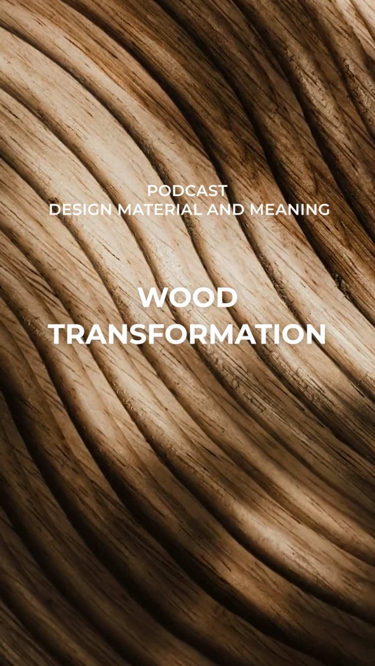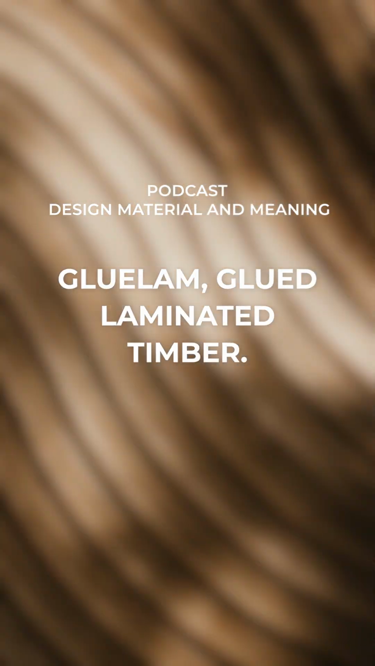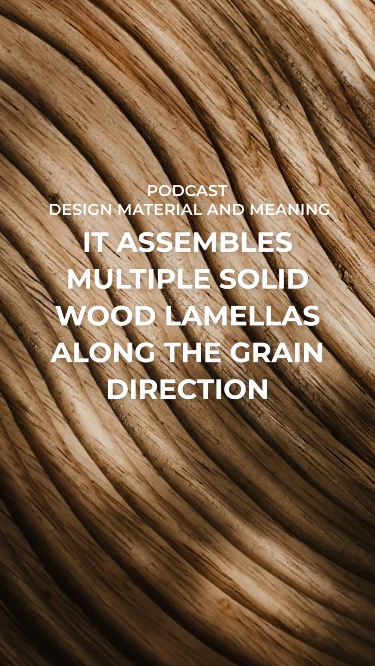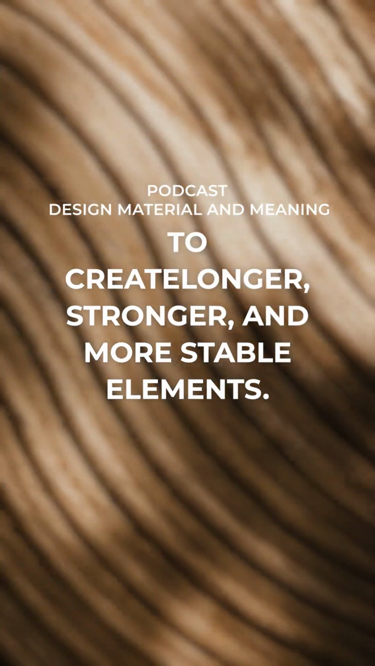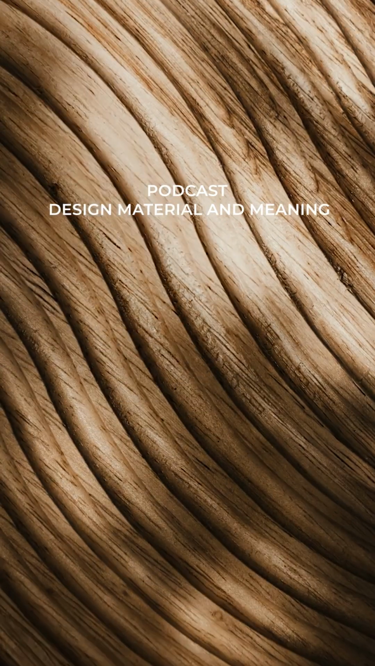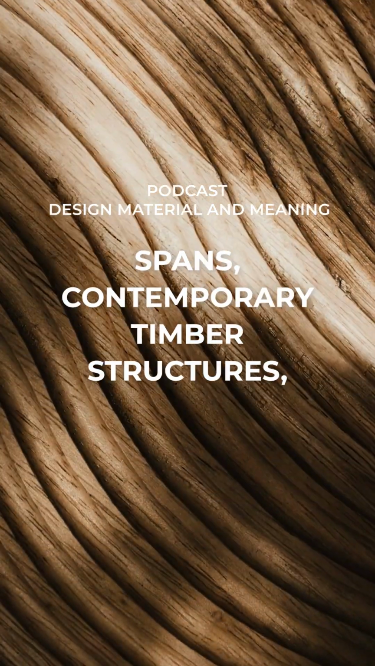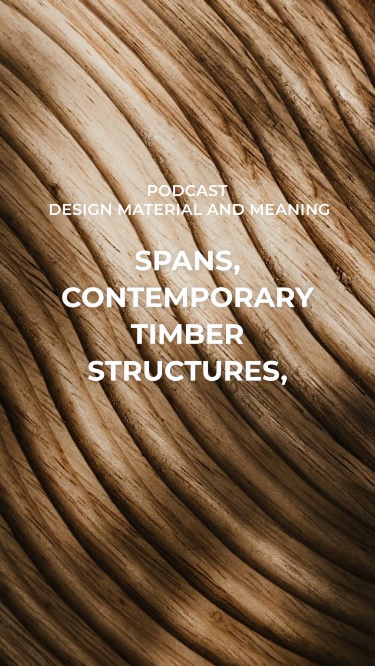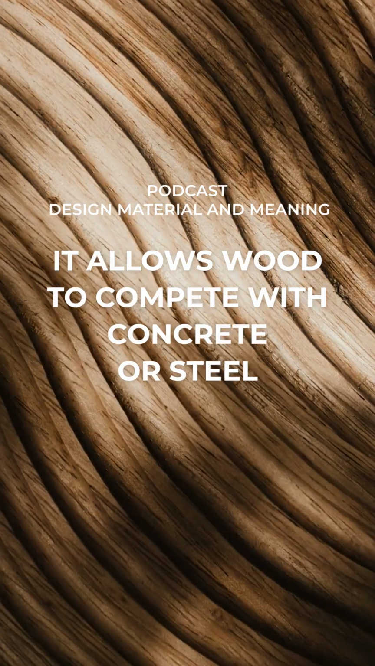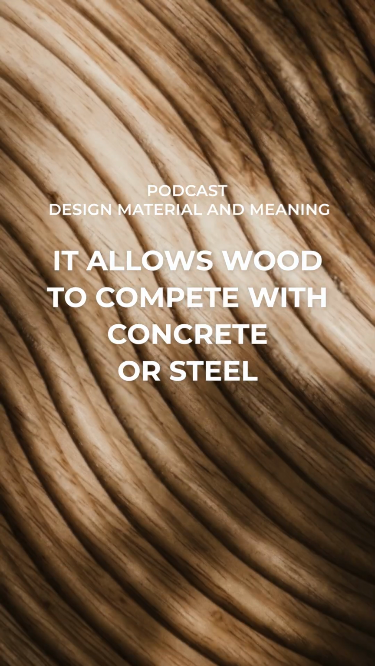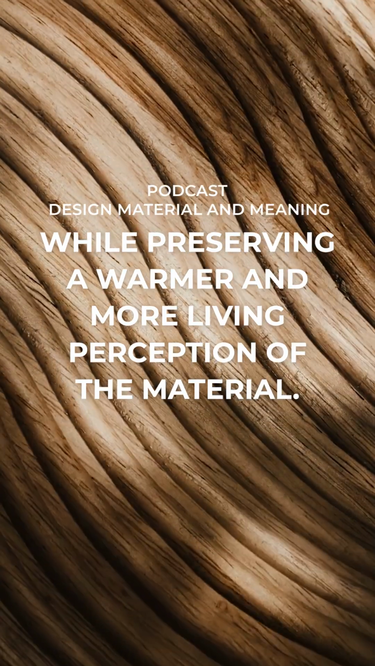Wood transformation also includes more hybrid processes such as glulam, glued laminated timber. It assembles multiple solid wood lamellas along the grain direction to create longer, stronger, and more stable elements. Today, this technique is essential for large architectural spans, contemporary timber structures, and certain structural furniture pieces. It allows wood to compete with concrete or steel while preserving a warmer and more living perception of the material.